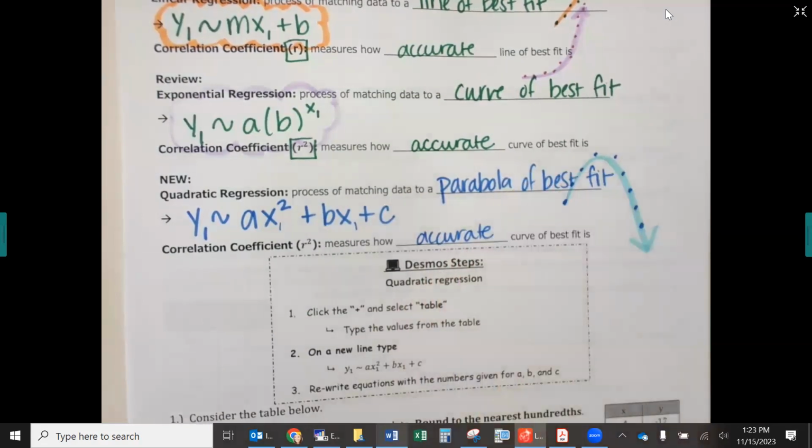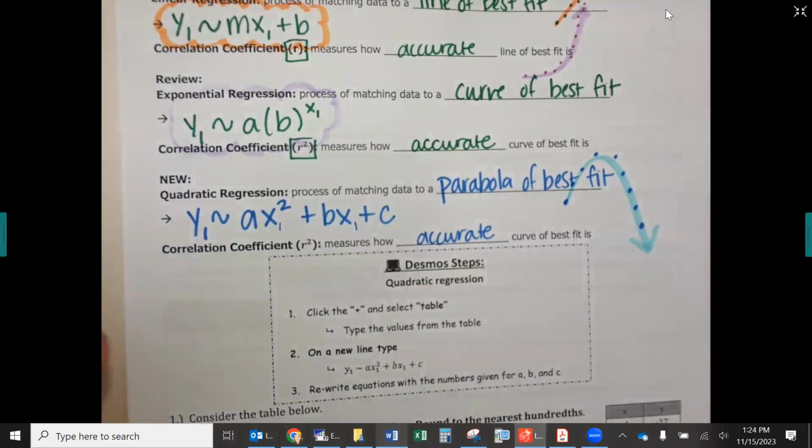Okay, so we're only going to do 3 examples today. So make sure that you are paying attention for all 3. Okay, we're going to start with number 1. Okay, get out your computers and go to desmos.com.